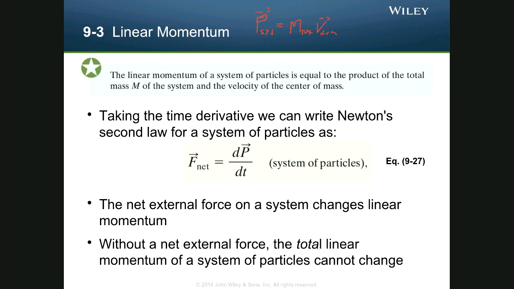So you'll notice I have some suffixes here. The one under P here is sys, S-Y-S. M is tot, T-O-T, total mass. And then COM for center of mass under the velocity. All right? And of course, we can take the derivative in the same way and get the net force on the system of particles.